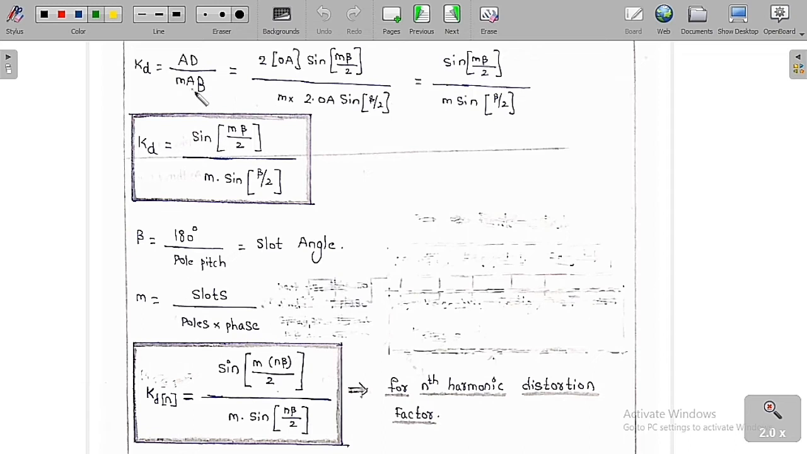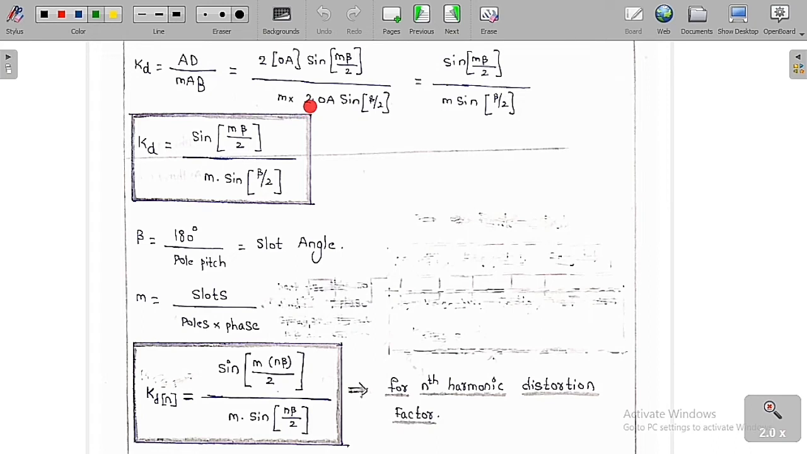So the EMF which is induced in the distributed winding is AD, whereas the EMF which is induced per phase in concentric winding is M into AB. These things I have already told you. So AD is the resultant voltage induced per phase in distributed winding, and M into AB is the resultant voltage induced per phase by concentric winding. AD we have just calculated, which is 2 into OA into sine of M beta by 2, and here M into AB.